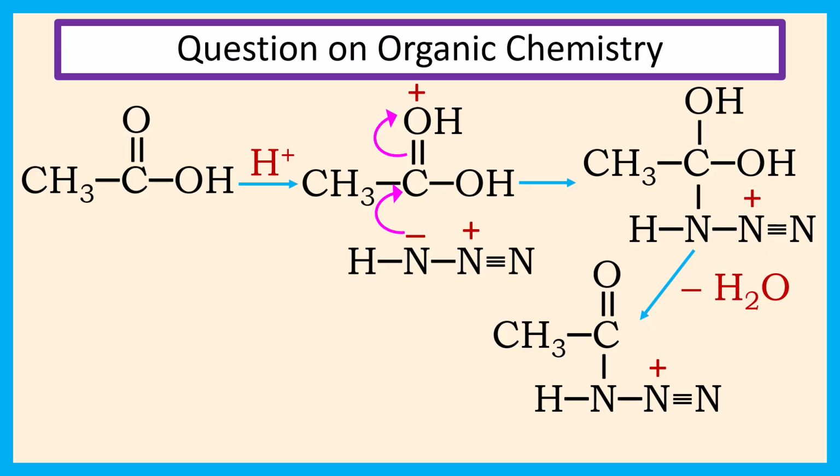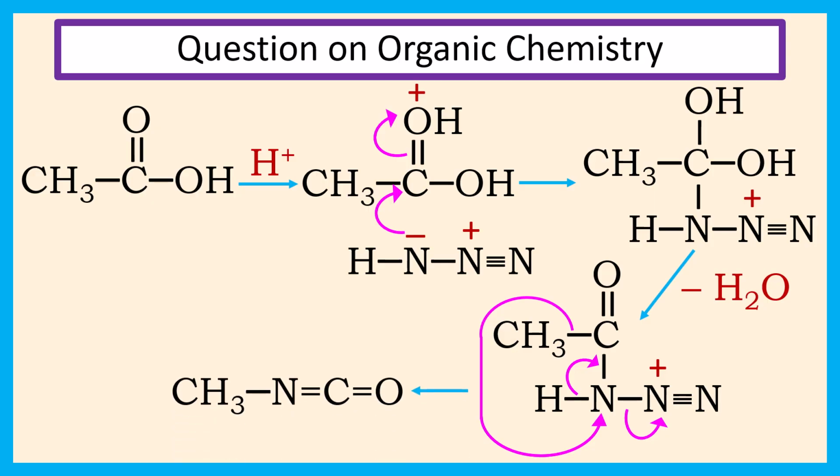In this intermediate, the methyl group migrates to nitrogen. This bond moves here and the N2 moves out. As a result, methyl isocyanate is produced in the next stage, which reacts with H2O to form methylamine.